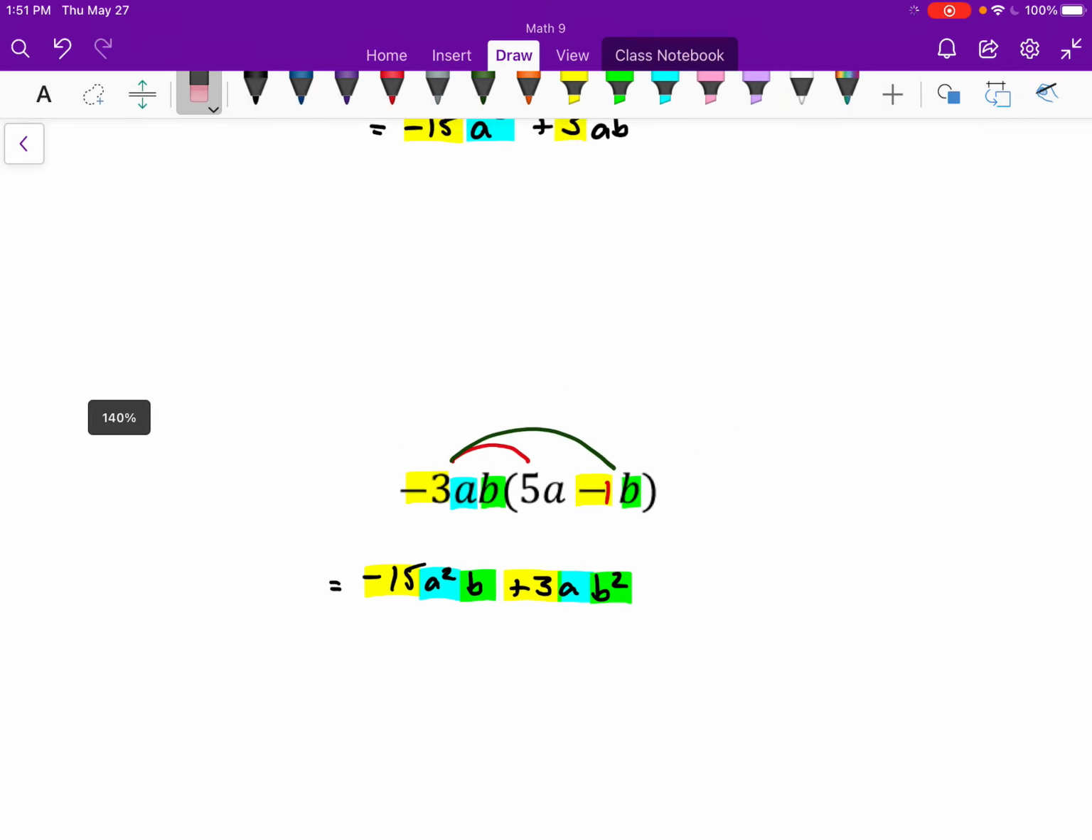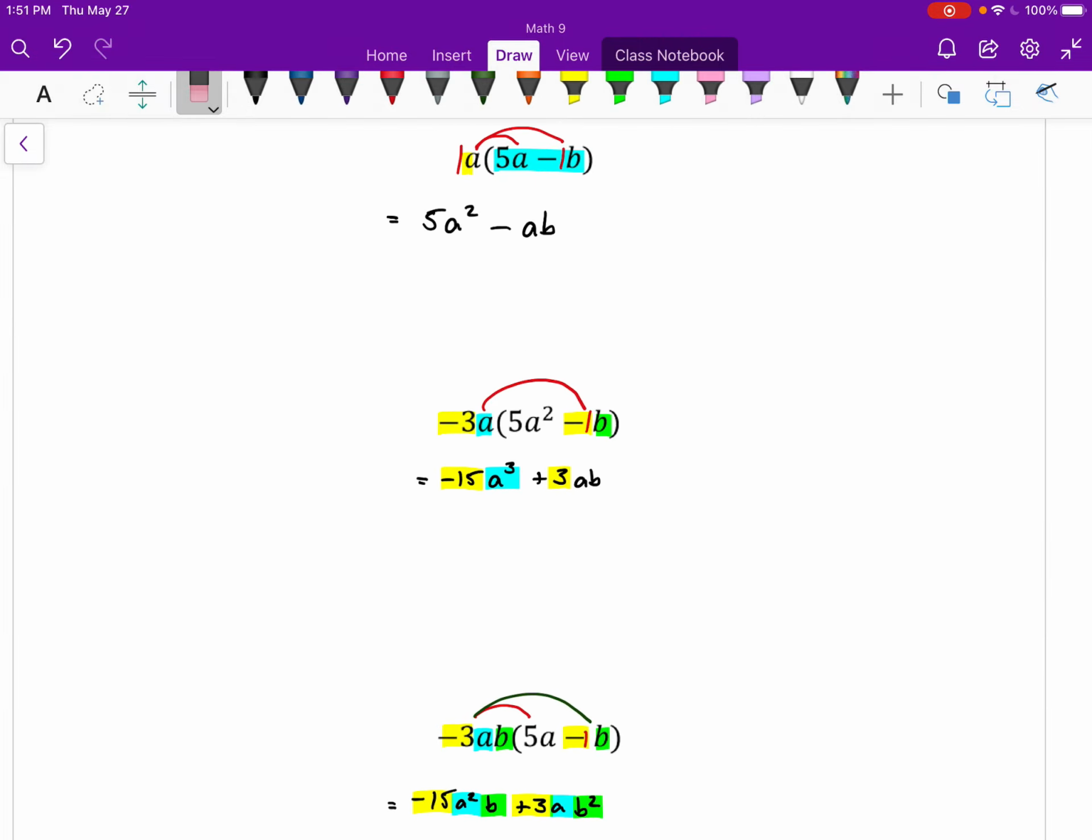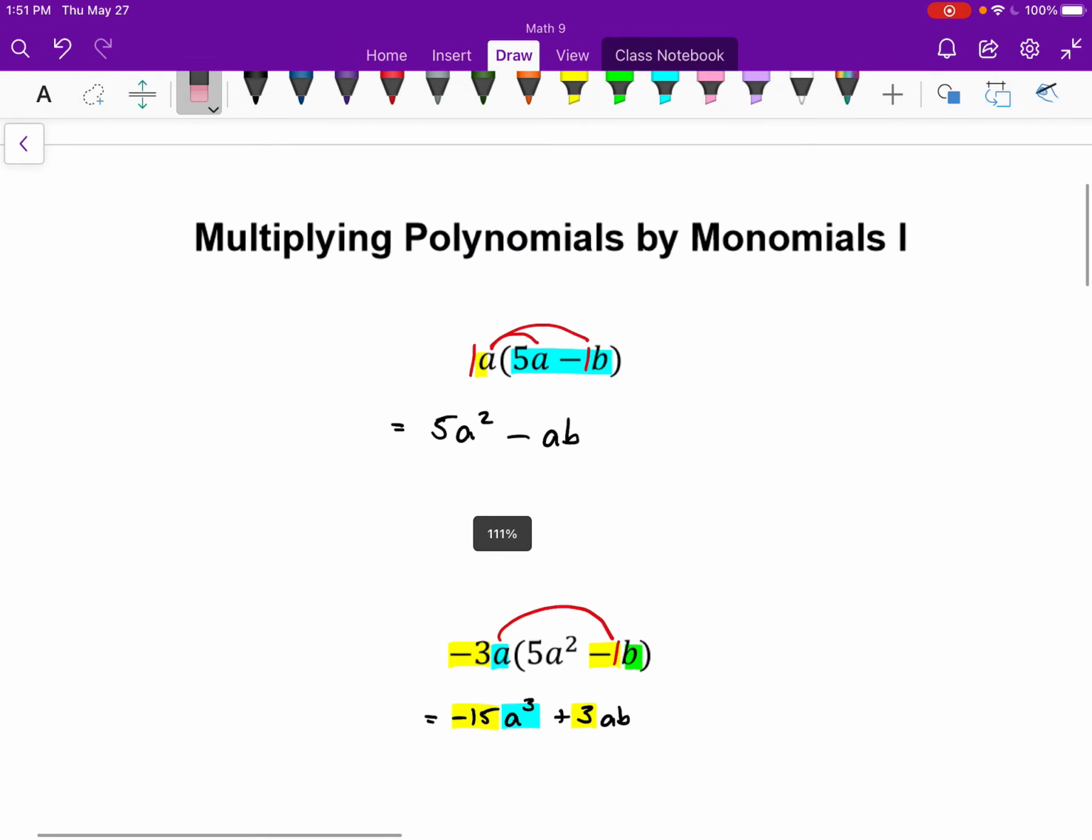All right, so essentially, this idea of multiplying a monomial by a polynomial is using the distributive property and builds upon the work we had from a previous lesson.